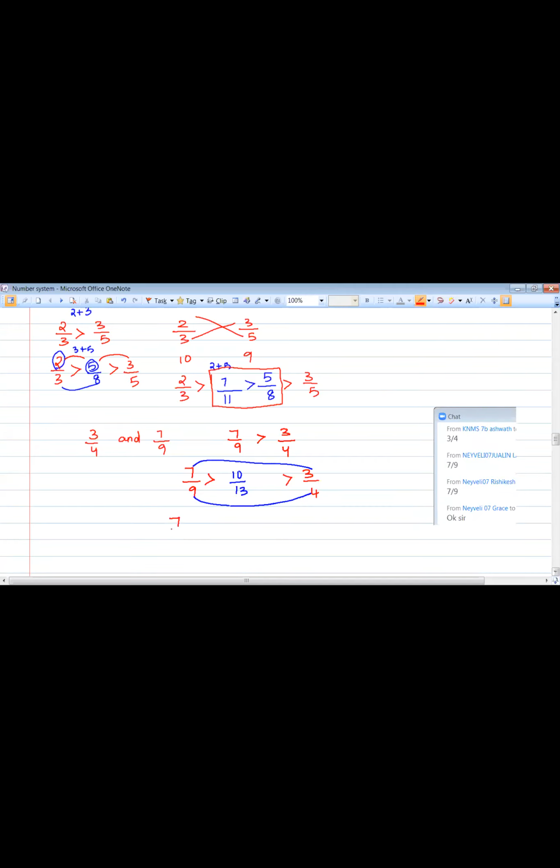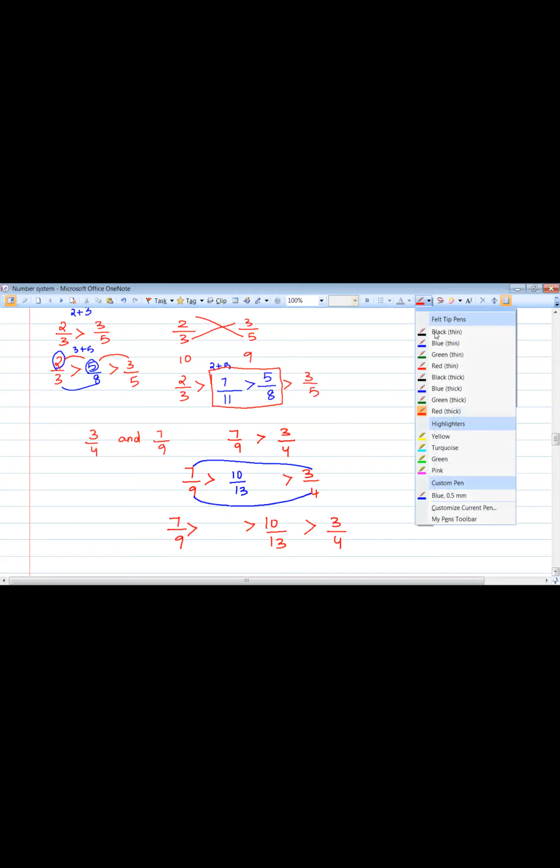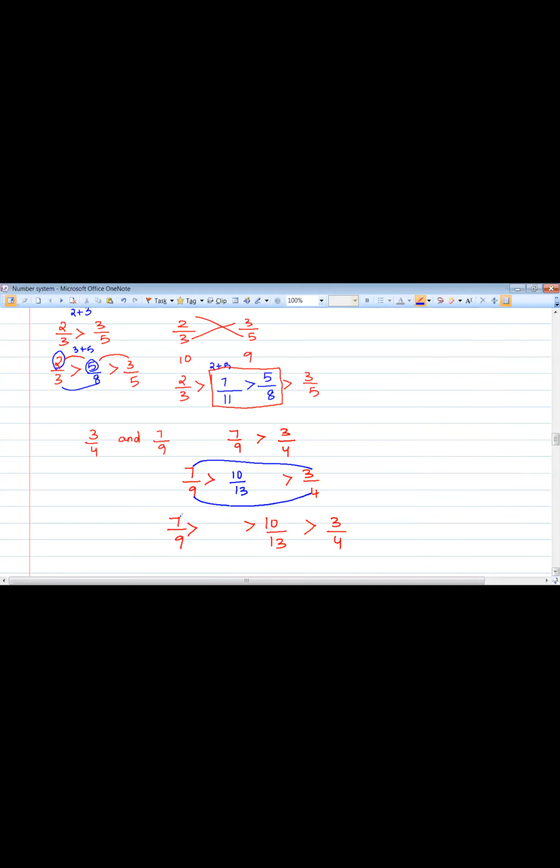Okay. Then write these numbers casually. 9 by 7, greater than 10 by 13, then greater than 3 by 4. Okay, now leave one space in between. Same method, repeat again. What is 7 plus 10? 17. What is 9 plus 13? 22. So this fraction and this fraction are the two fractions in between 7 by 9 and 3 by 4. Do you all understand clearly?